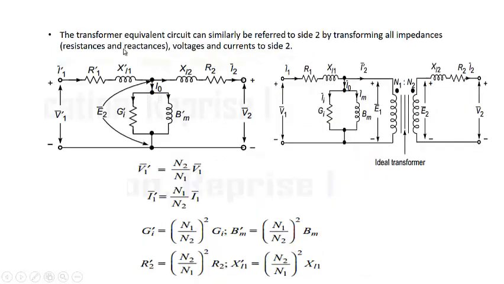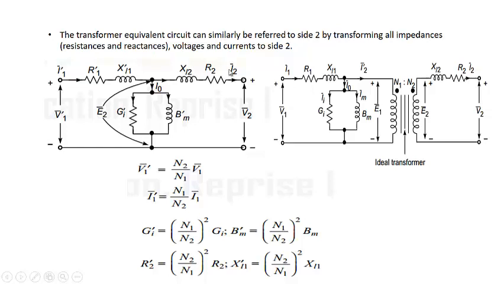Similarly, the equivalent circuit can be referred to the secondary side by transferring all the impedance, resistance, reactance, voltage and current to the secondary side. We need to transform these impedances, current and this voltage to the secondary side. In that case, this will be Bm dash, Gi dash, this will be XL1 dash, this will be R1 dash, this will be V1 dash, and this will be I1 dash.